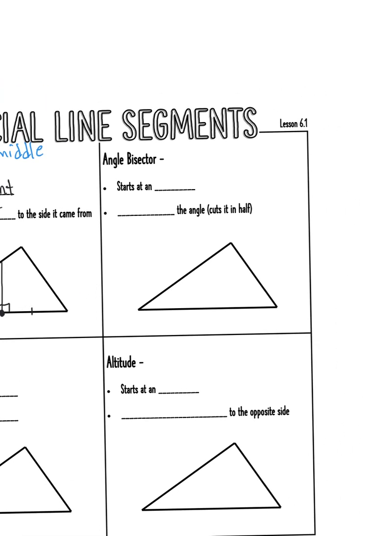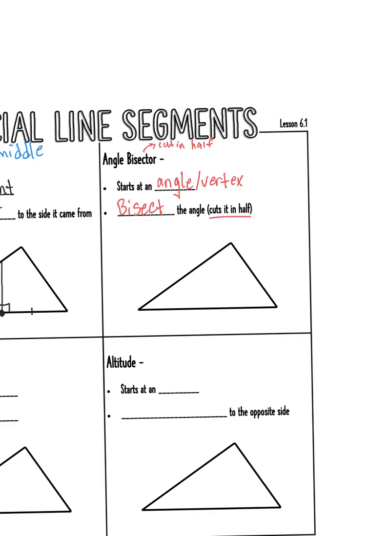Angle bisector is the next one we'll talk about. Of course, you know what angle is, and again, bisector, think cut in half. So we've got angle bisectors. Well, this one's easy to remember. They start at an angle, or vertex, whatever you want to call it. Same thing. They start at a vertex, and of course they bisect the angle. Cuts in half.